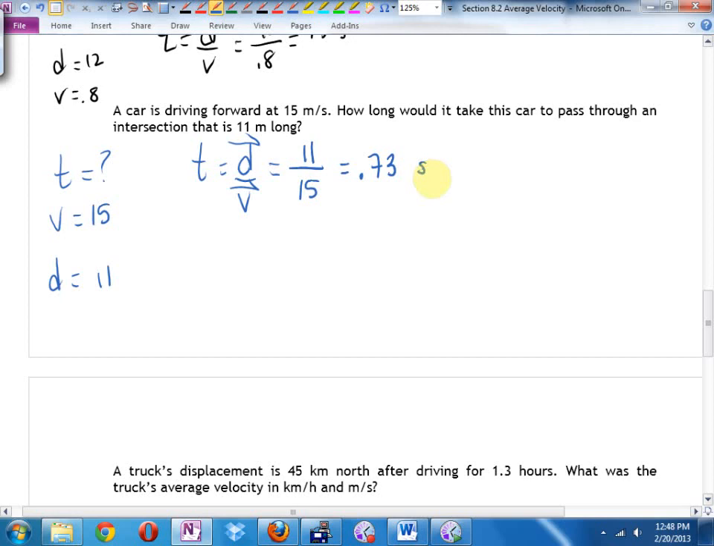Direction. It's a scalar. So I've asked you to find time. I've asked you to find distance. I've asked you to find velocity. A couple more.